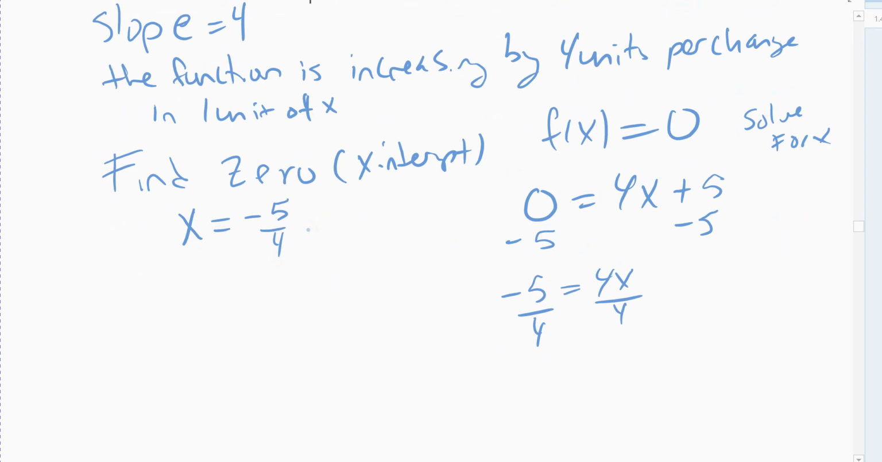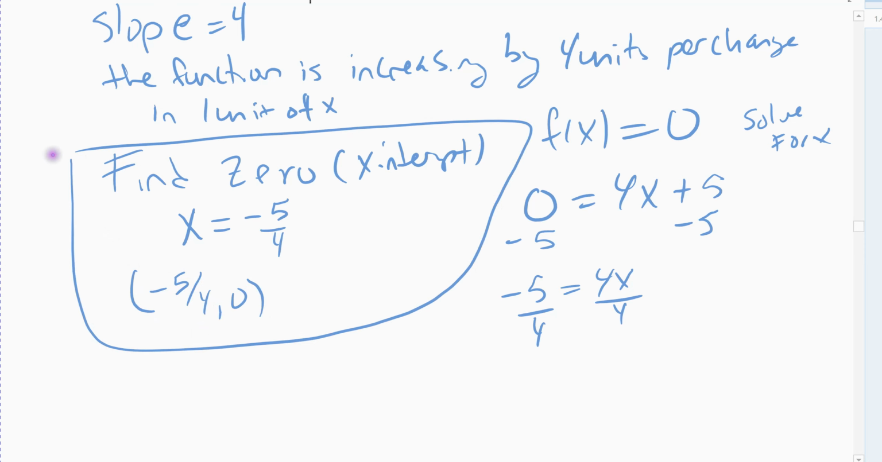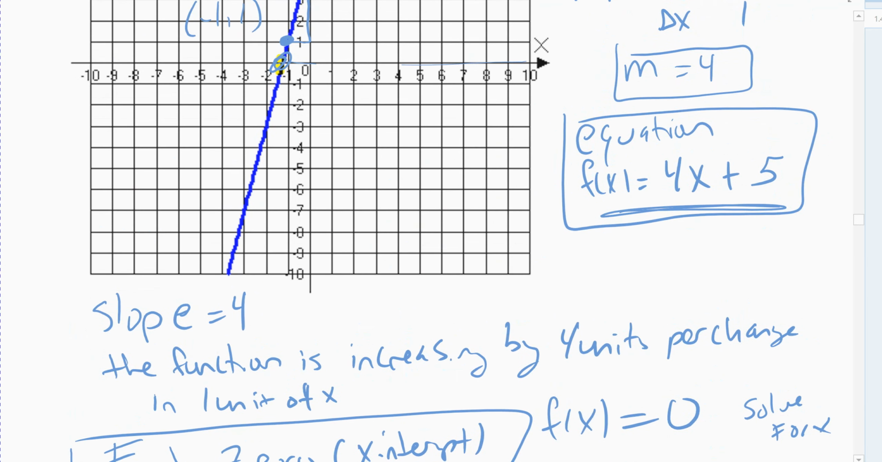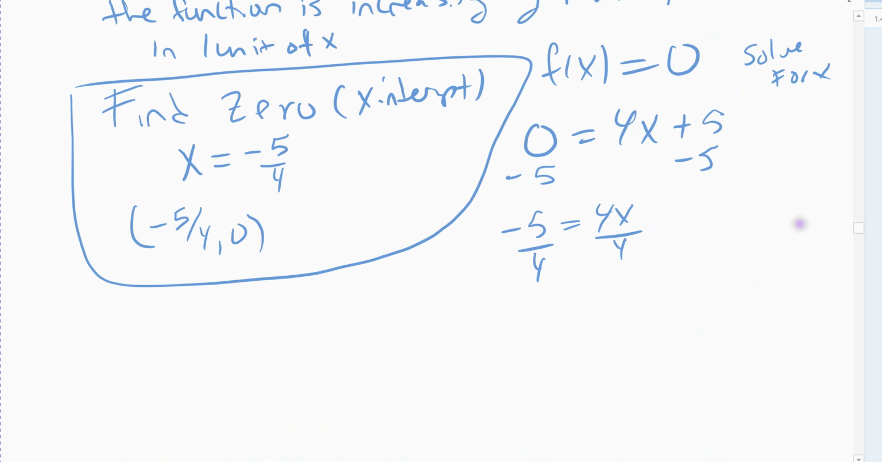And it is between -2 and -1, it's -1 1/4, right? So it's close to -1, and so there is my 0. It crosses at the point negative 5/4, 0. Alright, so there's the 0 of that function. That would be this moment here, right? And that moment there would be at negative 5/4, 0.